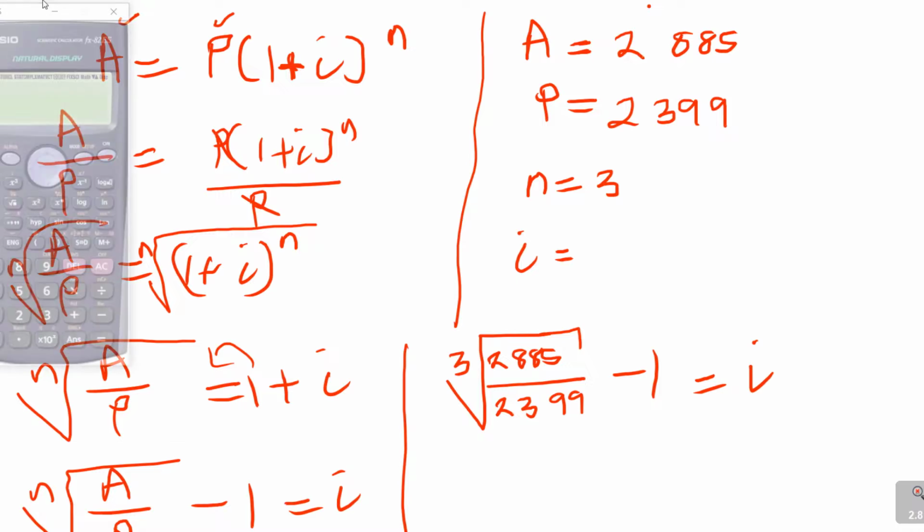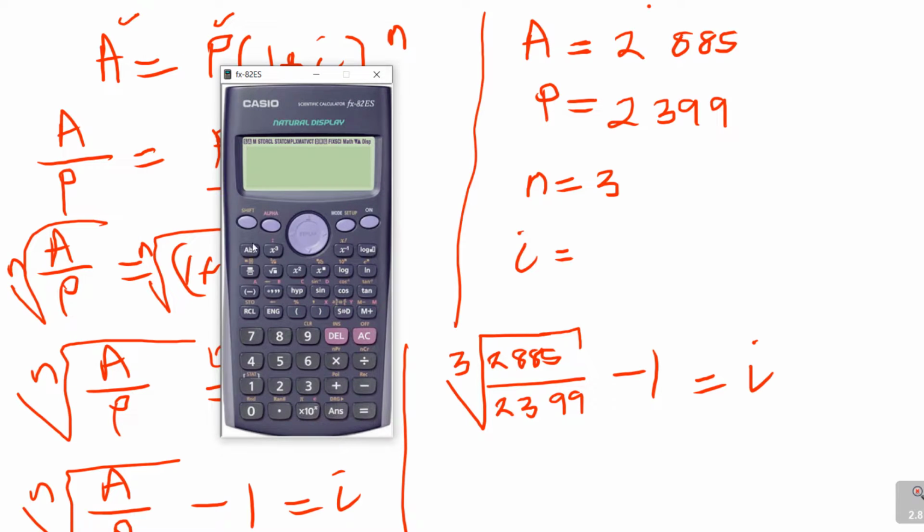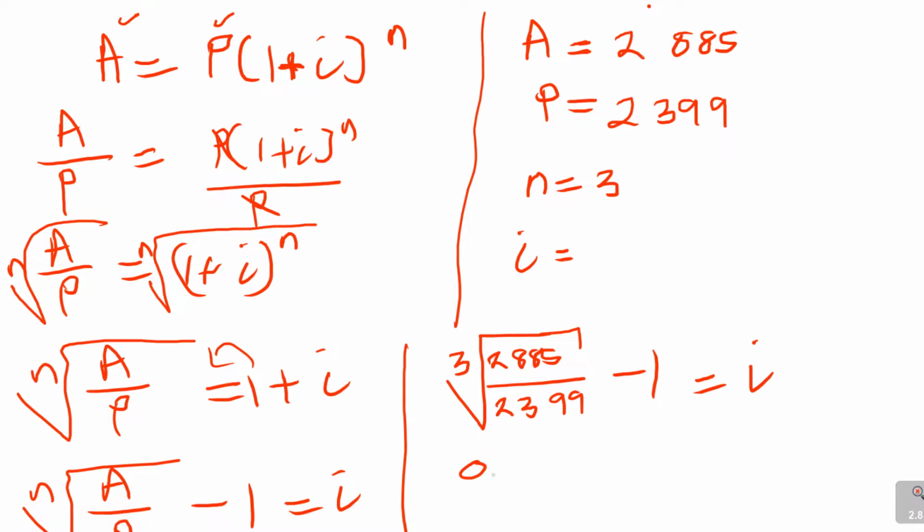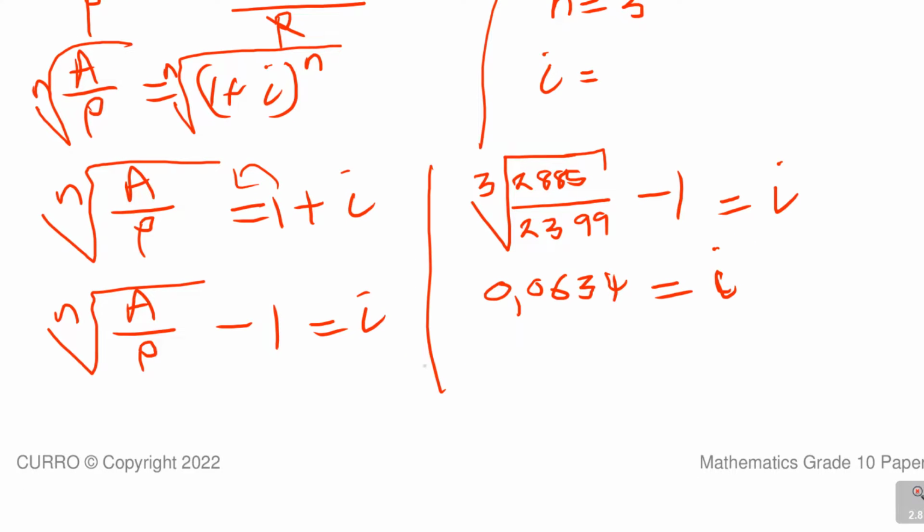Then you take a calculator and simplify this. So it's actually the cube root of, fraction first, 2885 over 2399, minus 1. You see that? Equal to, and then we get 0,0634. 0,0634 is equal to I. Now it's in decimal form. If you want to make it a percentage, I is equal to 0,0634. We multiply by what?